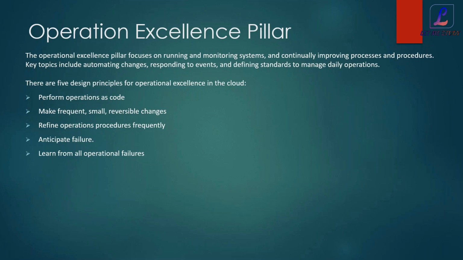You have to split it and do it as different changes, so that it will be easily reversible, and you will be able to easily identify which change is creating the issues, so that you can easily revert that particular change. And anticipate failures and learn from all operational failures. So these are the important points: refine operation procedures frequently.